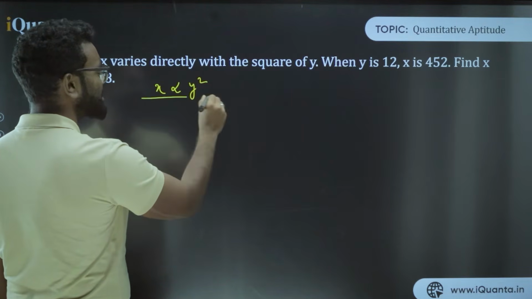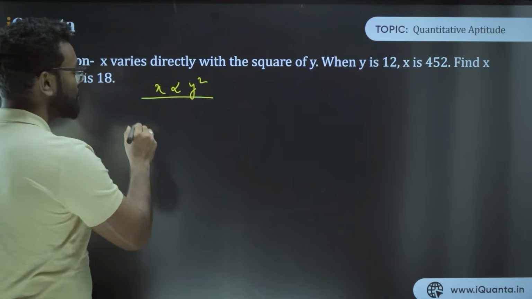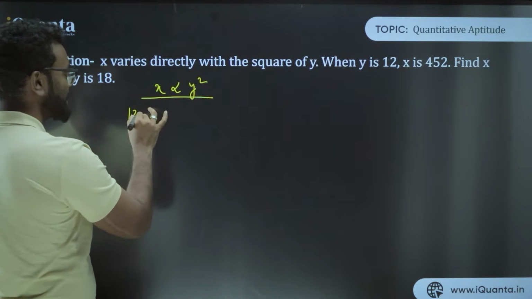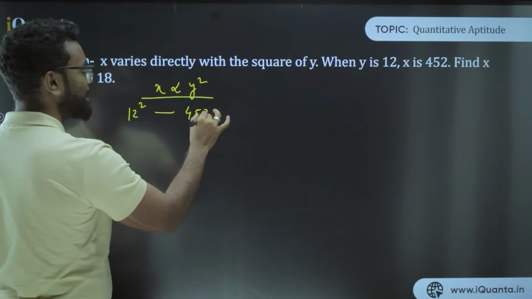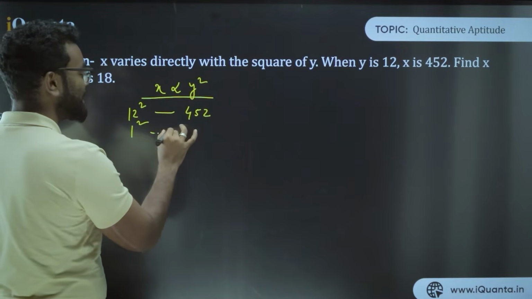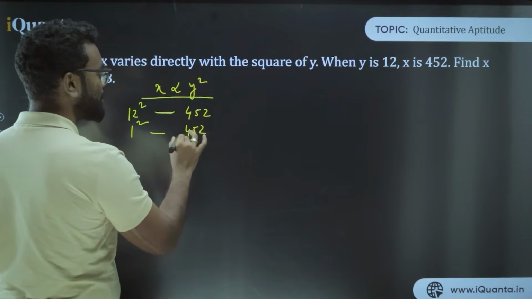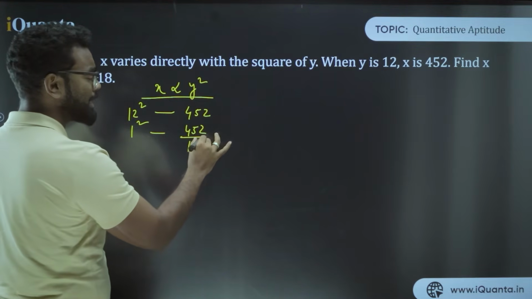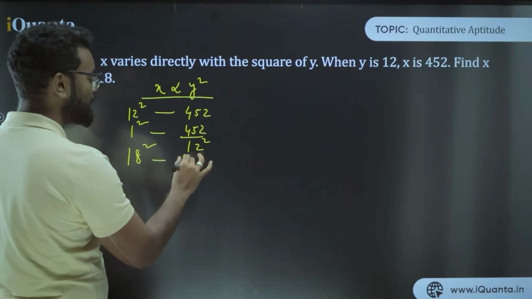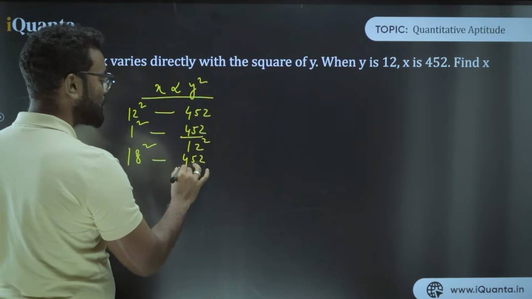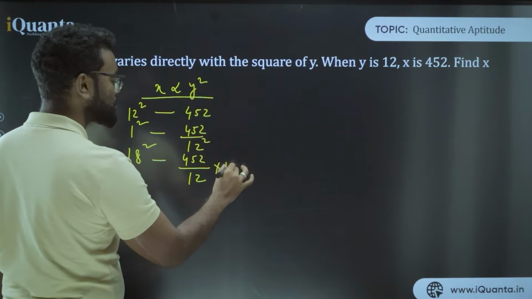We can solve this question in many ways. First, when y is 12, that means for 12 square, the value is 452, right? So for 1 square, it has to be 452 upon 12 square. I'm not using any constant. I'm just solving it by understanding the concept of variation. For 18 square, it has to be 452 upon 12 square into 18 square.